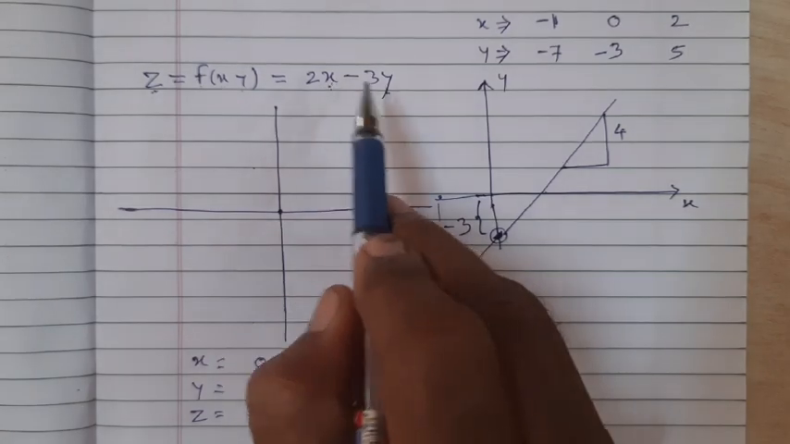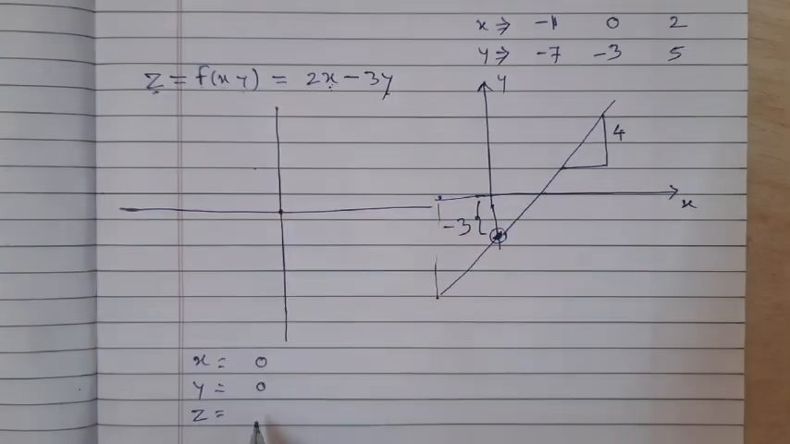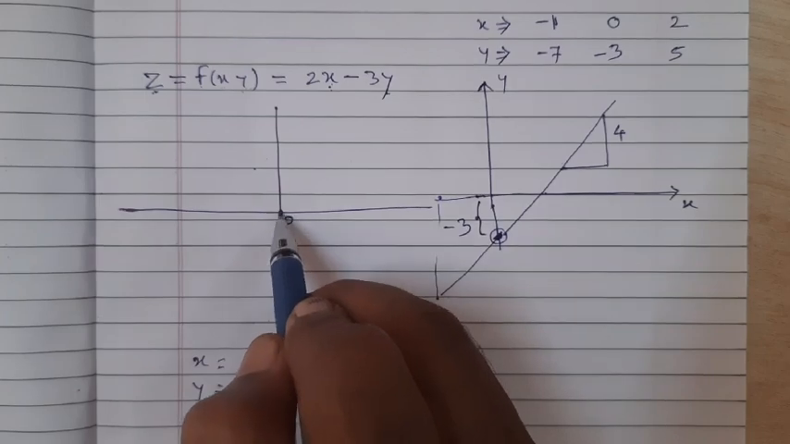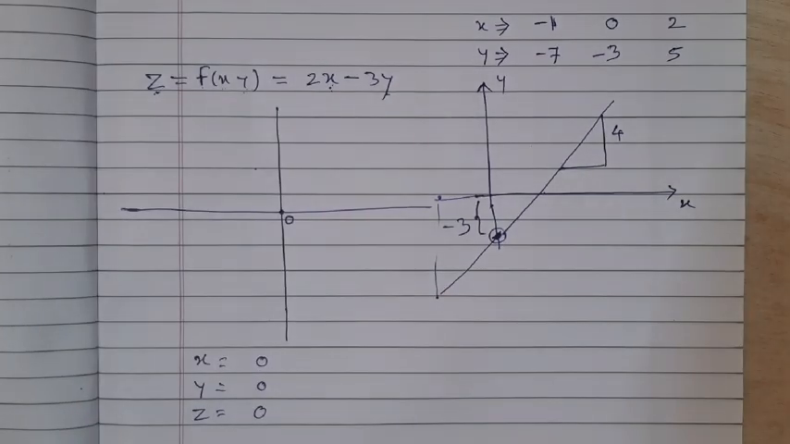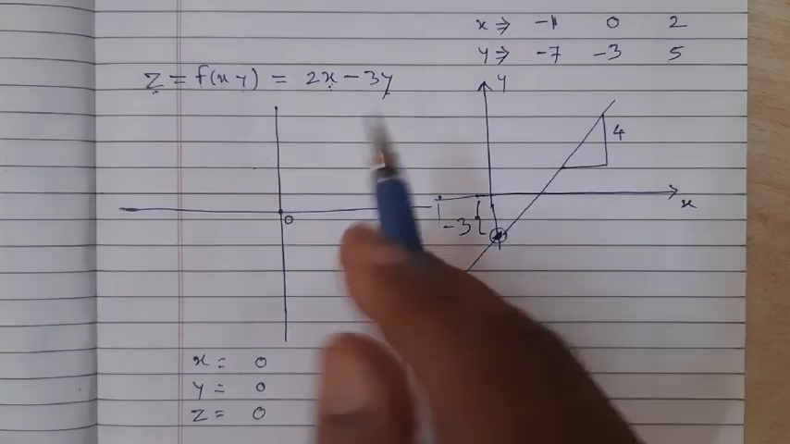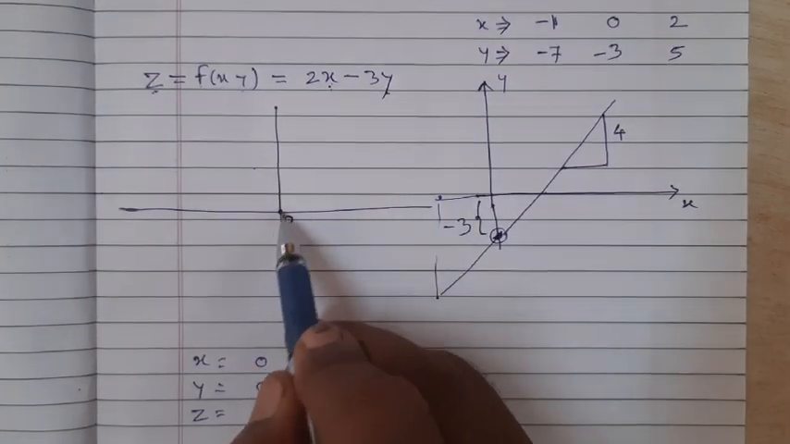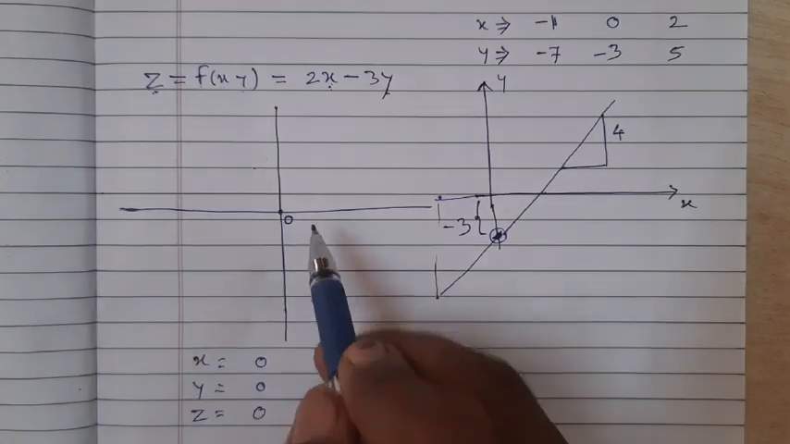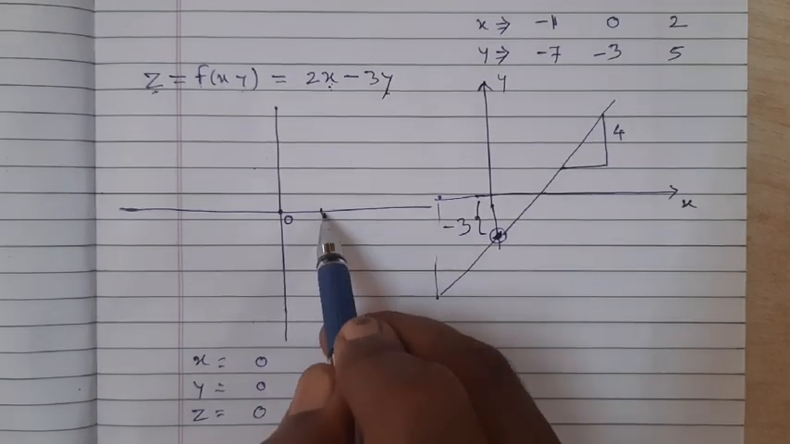If I substitute x is equal to 0, y is equal to 0, then the obvious value of z is equal to 0. Here I can write at this point the value will be 0. It means if it is the third axis, which is perpendicular to the plane of the figure, then the height will be 0.